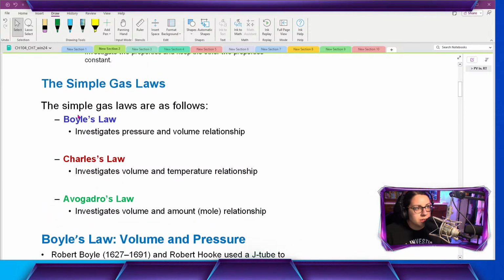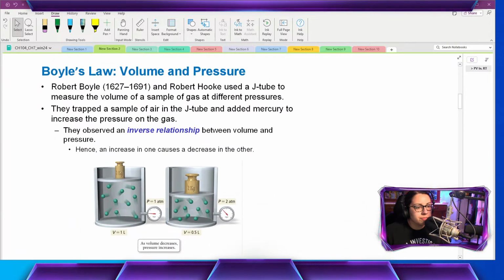And so these are just the simple gas laws, and let's go over them. The first one starts with Boyle's law. Boyle was investigating this relationship of volume and pressure. They were playing with these J tubes, but essentially what they found was that if they increase the pressure, and so they added a weight here, then the volume halved, and that caused an increase in the pressure.